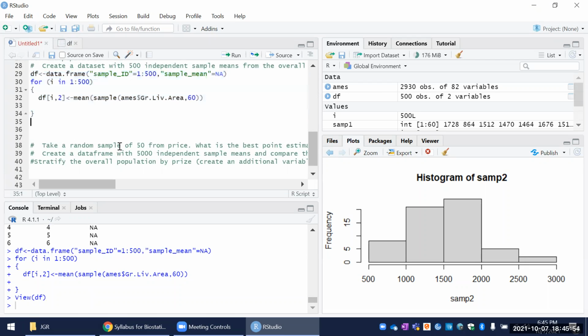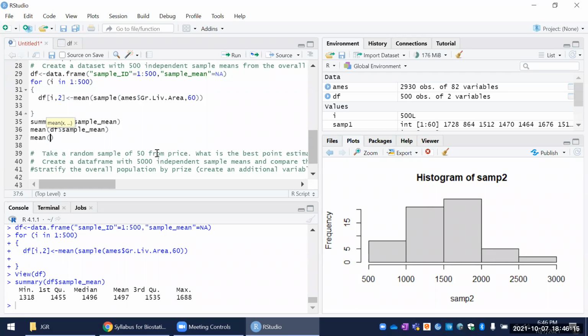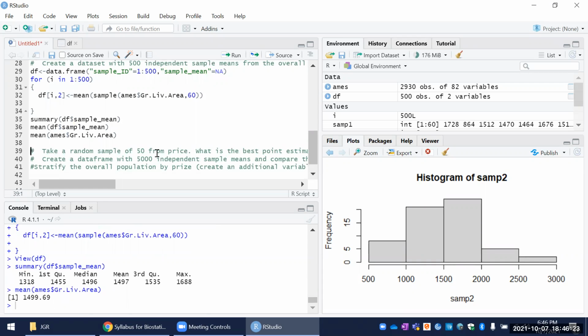So now if you do summary of df sample mean, you see how narrow this is, right? This is a minuscule range for df sample mean. And we do mean of df Ames greater living area, 1,499 versus 1,497. So this is how close you get with your mean from the samples to the actual mean of the population.